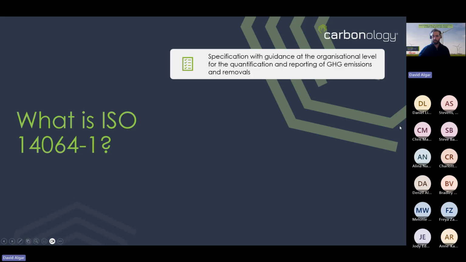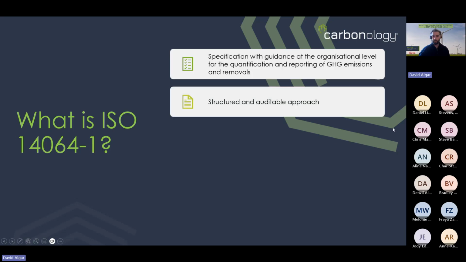The other thing to flag about the title is it mentions GHG reporting. So it's not just a standard about technical requirements and the maths and the numbers. It's an ISO management system. So it's about the wider management system to support your GHG reporting. And because it's an ISO standard, it has a structured and auditable approach. So if two different companies are implementing this, you can guarantee that they're following the same methodologies.